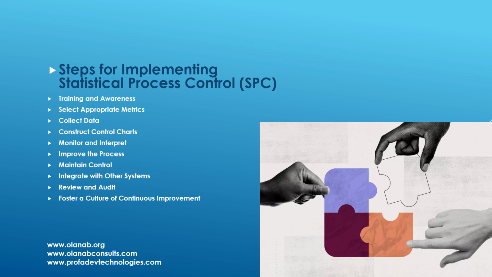The sixth point is to improve the process. Use the insights from control charts to implement changes. Aim to reduce variation and improve process capability. Use other quality improvement tools such as the Ishikawa diagram, Pareto chart, and the 5 whys for root cause analysis.